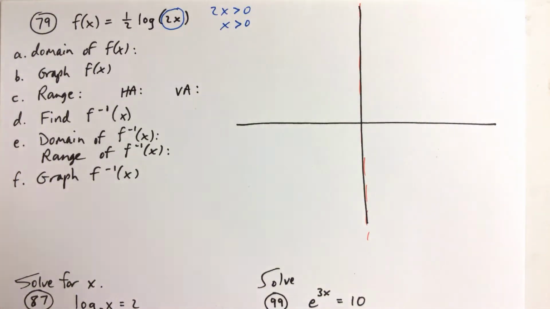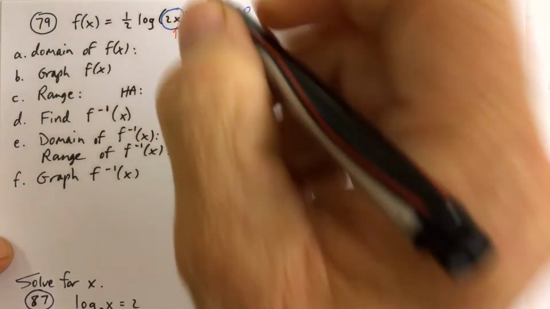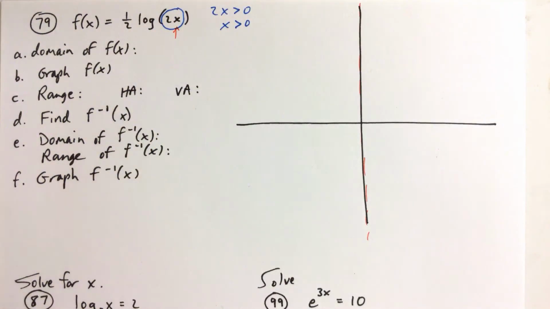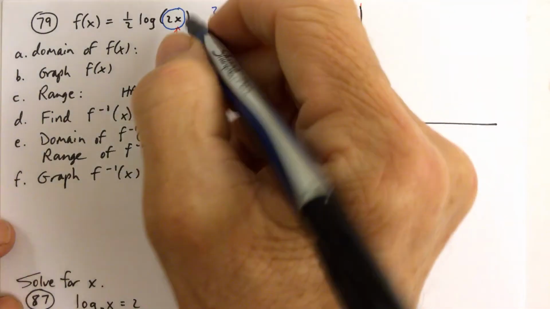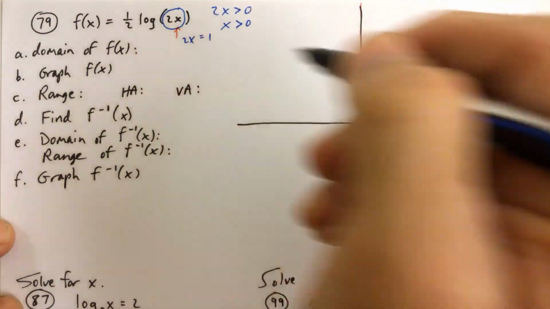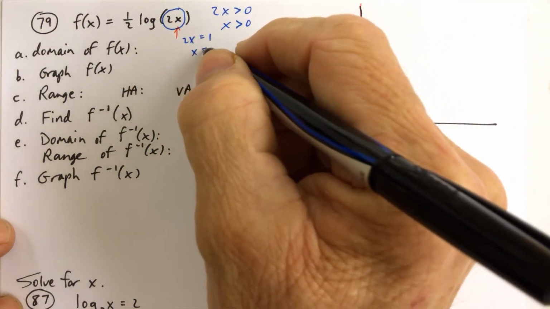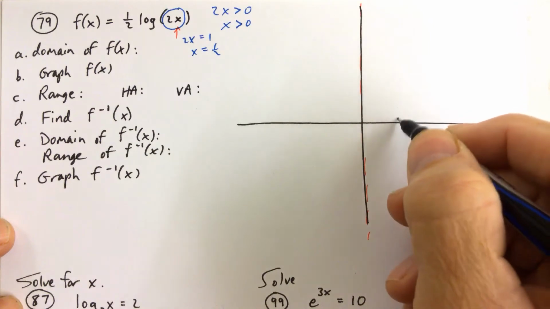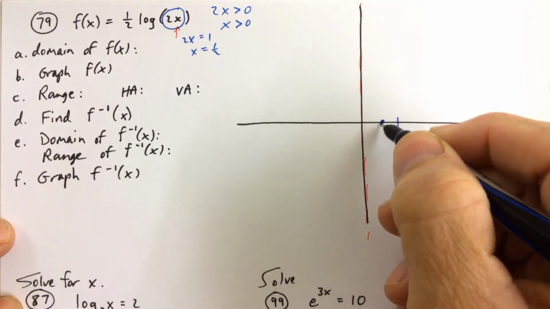And the interesting thing about this function is we have a 2x here instead of just x plus or minus a number. And that means that whenever 2x is equal to 1, we're taking the log of 1, that would be 0. That would give us our x-intercept. So when x is equal to 1/2, we have an x-intercept. So if that's 1, then we have 1/2 right here.